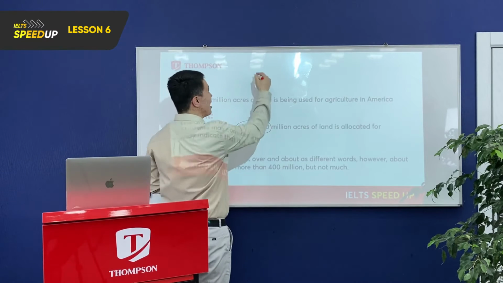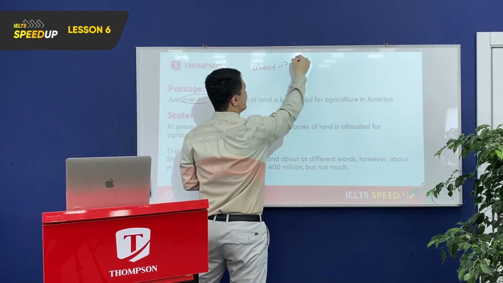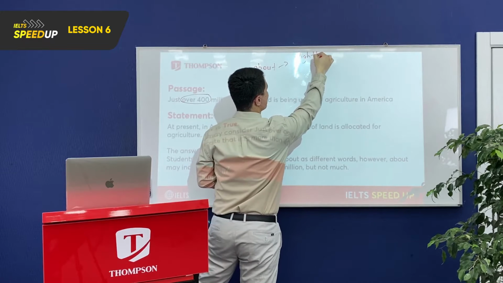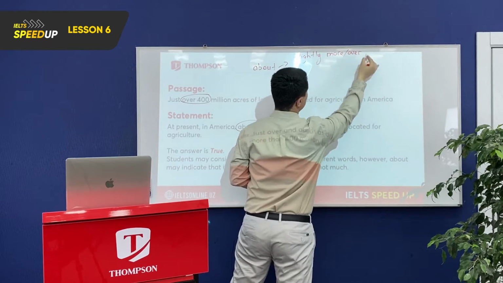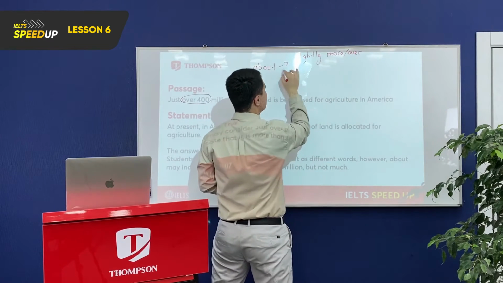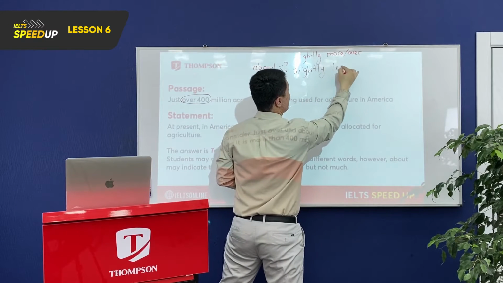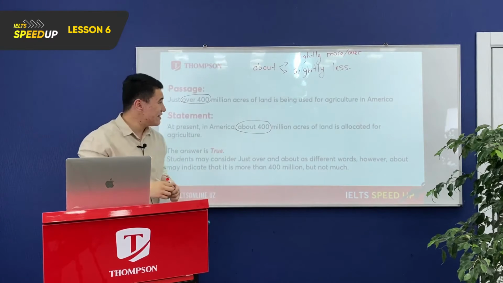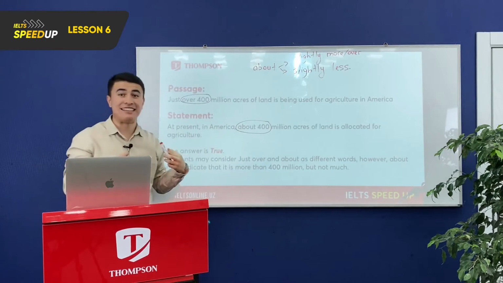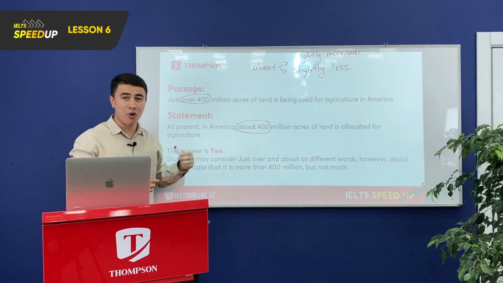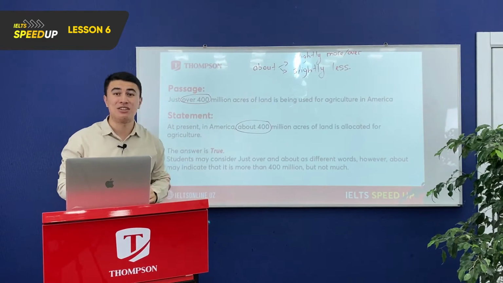And you should keep in mind that about can be understood as slightly more or over, and at the same time as slightly less, as this word may refer to both meanings, and in the passage we have over 400. This is the match. We can consider this statement as true.